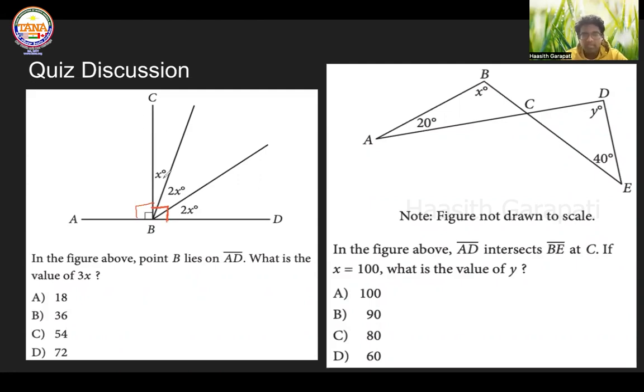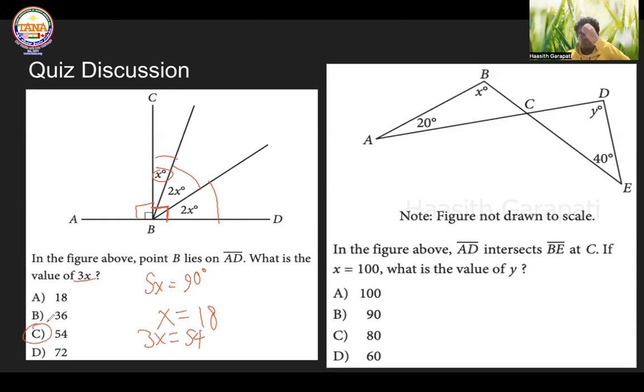All we have to do is, these are all angle segments that clearly add up into one angle. We just do x plus 2x plus 2x, that's 5x. 5x is equal to 90 degrees. Therefore, x is equal to 18. And then they ask for 3x. 3x is equal to 54. So the correct answer is going to be C.